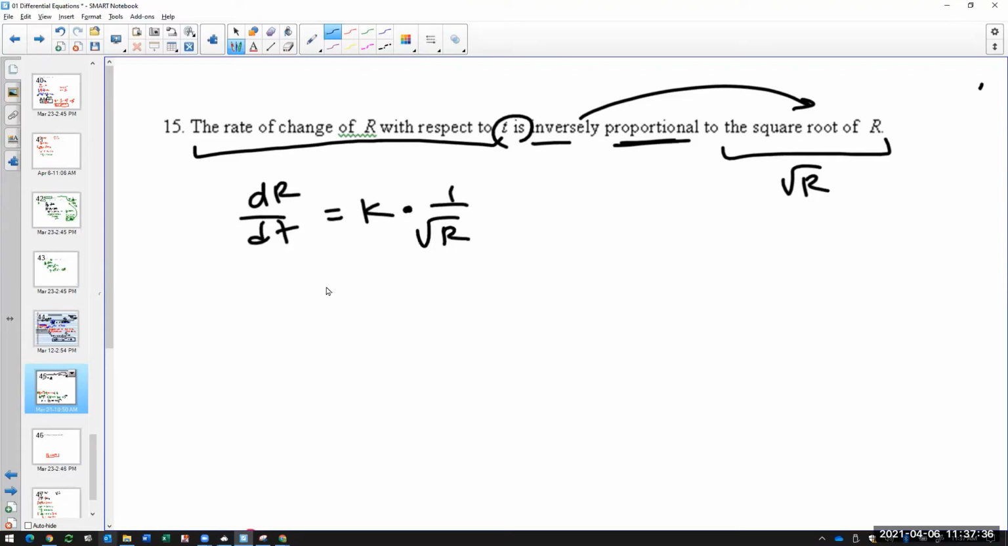Okay, so that's your setup, guys, for problem 15. First you separate, then you integrate. I'll let you guys take care of that. Notice, guys, do you have an initial condition here? No, so you're not going to solve for C, and you're not going to solve for K. Everybody good with that? You'll have C and K in your answer. Let's look at number 16.